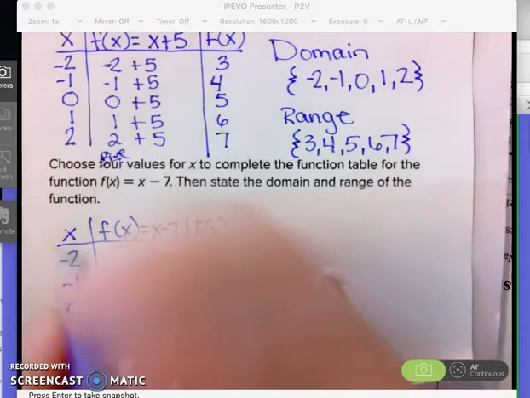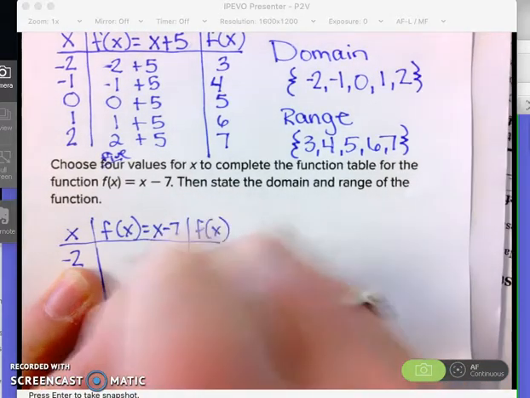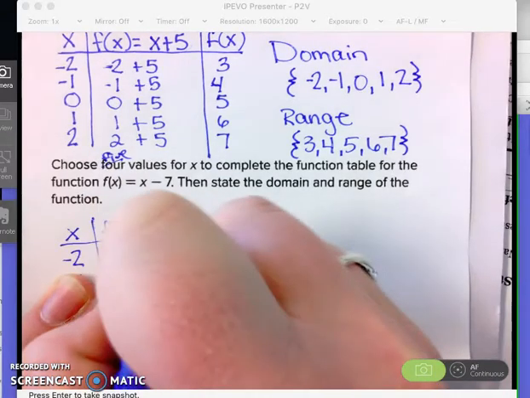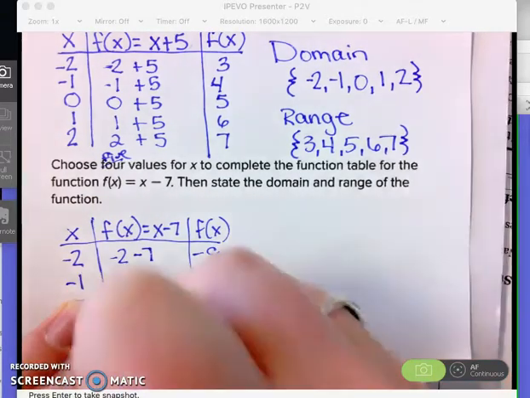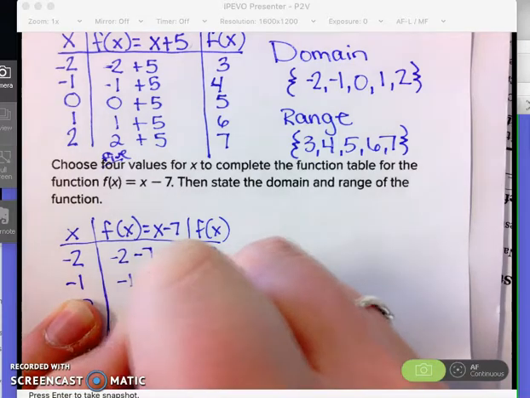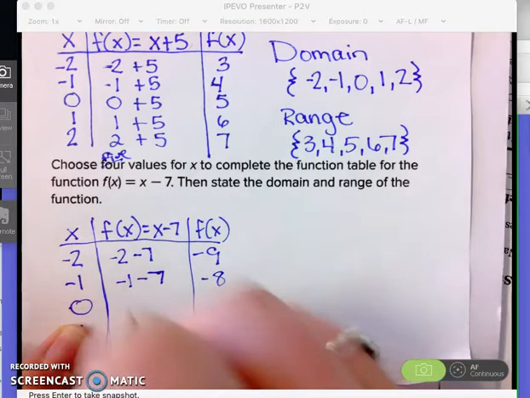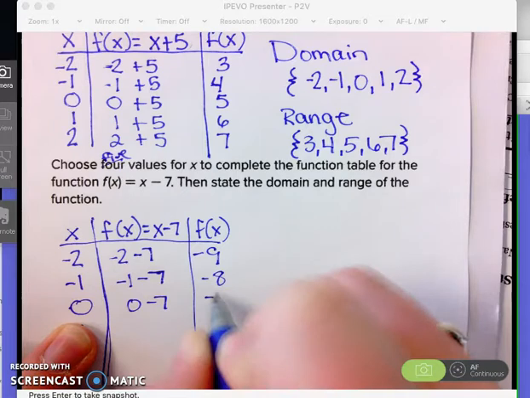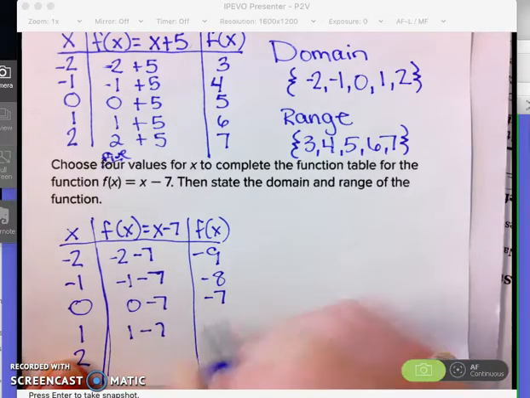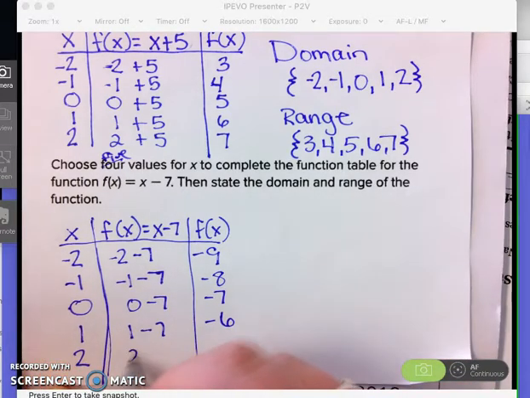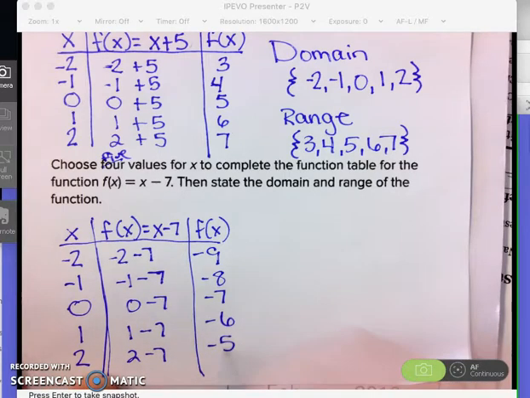Alright, so negative 2, and for x minus 7 would be a negative 9. Negative 1 minus 7, negative 8. 0 minus 7, negative 7. 1 minus 7, negative 6. 2 minus 7 is a negative 5.